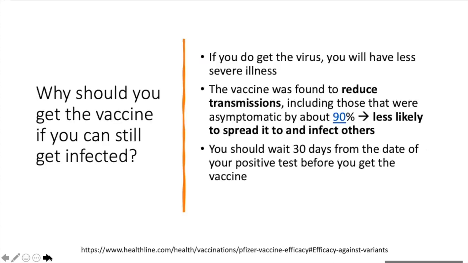Okay, so if you can still get the virus, why should you then get the vaccine? What difference does it make? So, if you do get the virus, you will definitely have less severe illness. So, it seems that most people who receive that Johnson vaccine, if they did contract COVID, then it seems that they had very mild illness, or they were largely asymptomatic.